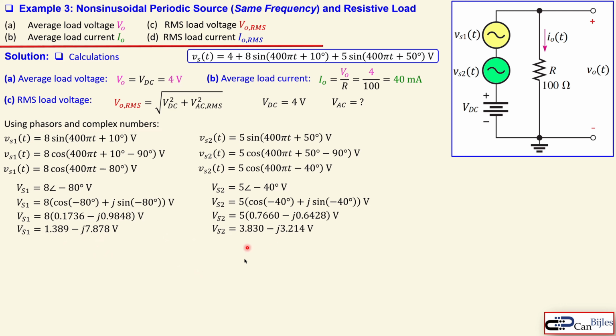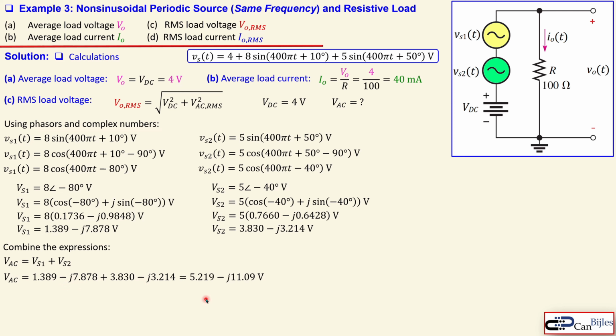Now you have it in the rectangular form, so you can add them up very easily. So we can say combine the expressions. The AC part is just Vs1 and Vs2 together, so that is this part plus this part. You see that here? Now you need to bring the real parts and the imaginary parts together. So you need to add the apples and the bananas separately. So we have here a real part, a real part, an imaginary part, an imaginary part, and effectively then 5.219 from these two values, and minus j 11.09 from these two. You can do that for yourself, it's really straightforward.